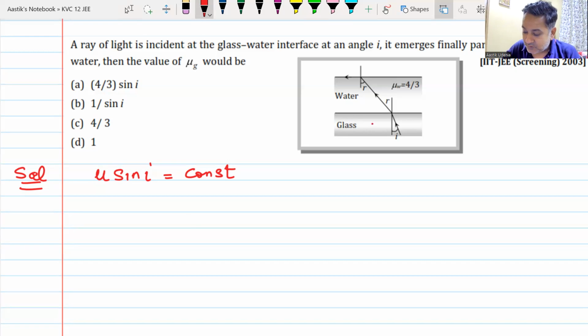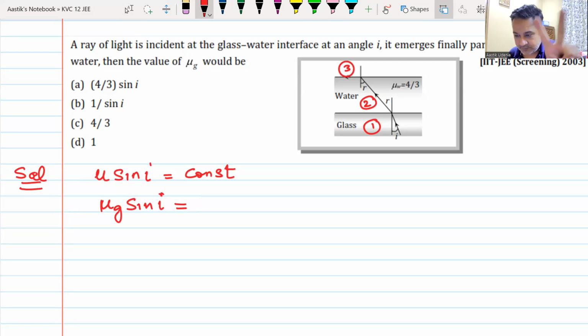Now, let me call this number 1, this number 2, and this number 3. For number 1, it is mu of glass into sine of I. That should be equal to number 2, mu of water into sine of R. That should be equal to number 3. That is how you solve questions of the JEE, my dear friends. And that is the reason that I did not solve the question of JEE Advanced 2022. Once you solve this, you should be able to do that question on your own.